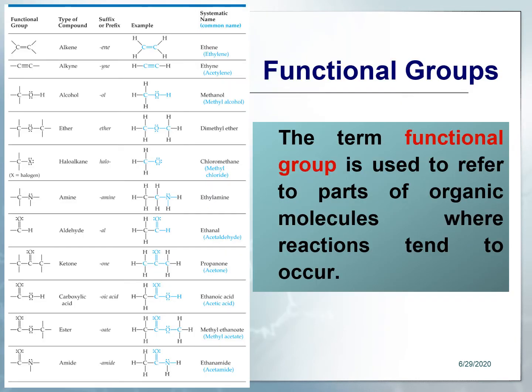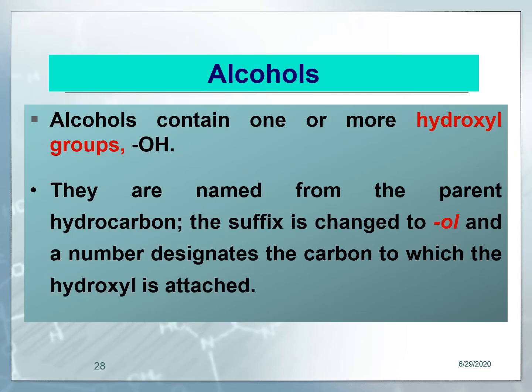This figure shows the common functional groups in organic chemistry, such as alkene, alkyne, alcohol, ether, amine, aldehyde, ketone, and so forth. Since there are so many functional groups in organic chemistry, we will only concentrate on some of them, such as alcohol, ether, carbonyl compounds, aldehyde, ketone, carboxylic acid, and ester. Now, we start with alcohol.